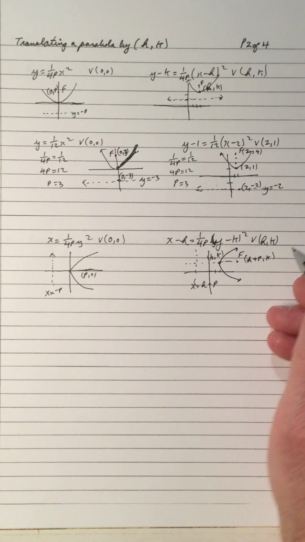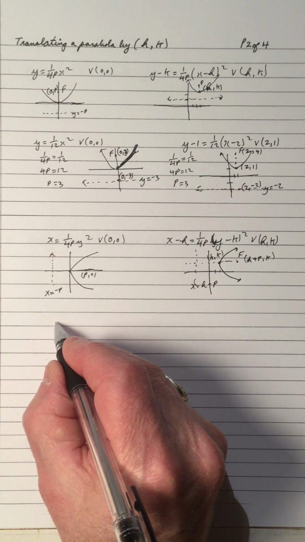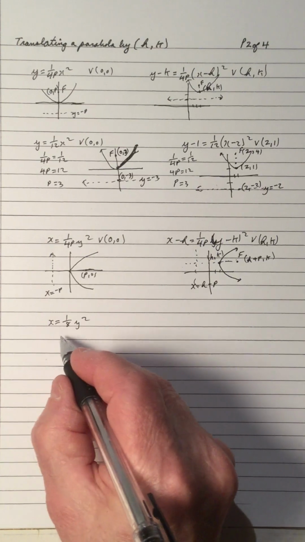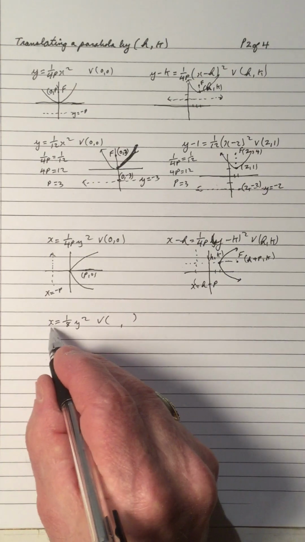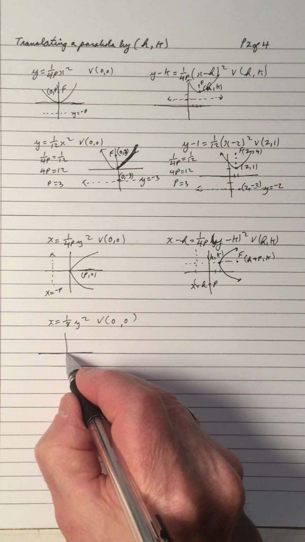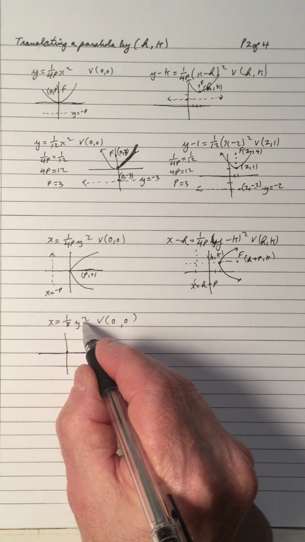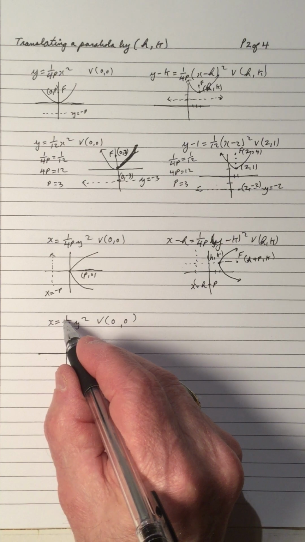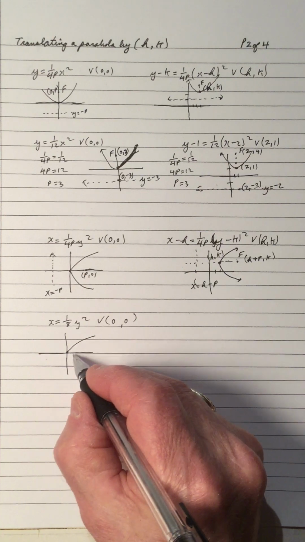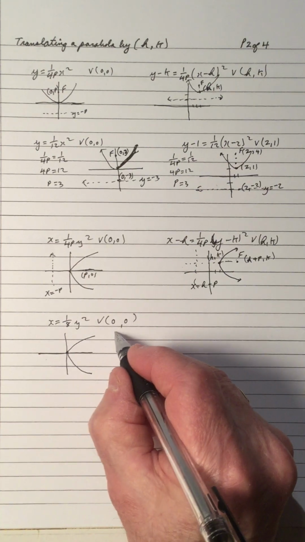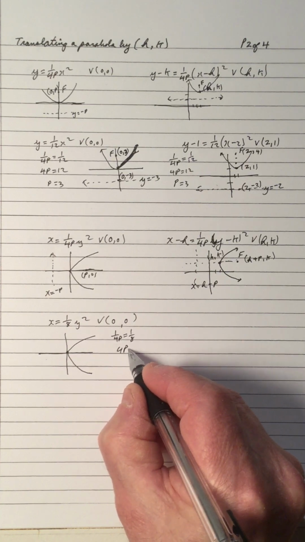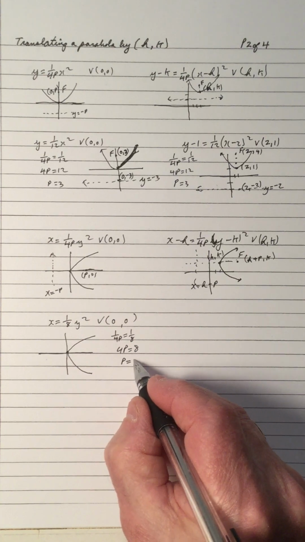So let's have a look at an example. Let's take x equals 1 over 8 y squared. With this parabola, the vertex is 0, 0, and I always like to draw a picture. Because it's x equals y squared and positive, the parabola will move left or right, and because it's positive, it will move to the right like this. And 1 over 4p equals 1 over 8, so 4p is 8, so p is 2.